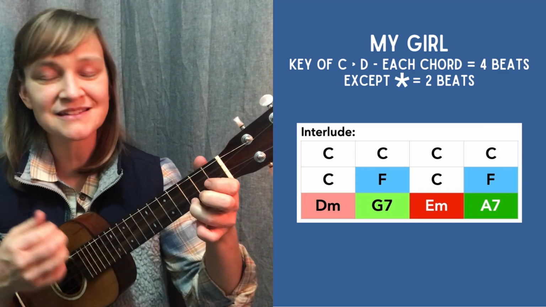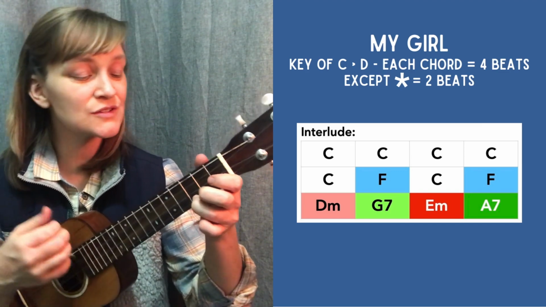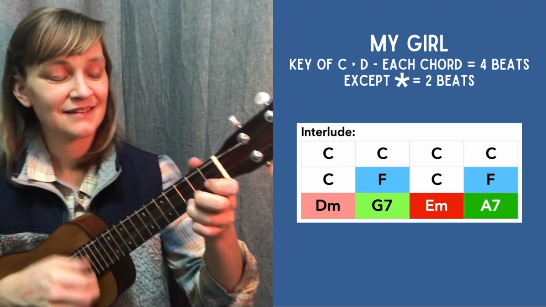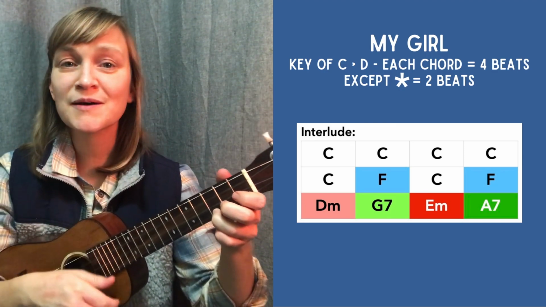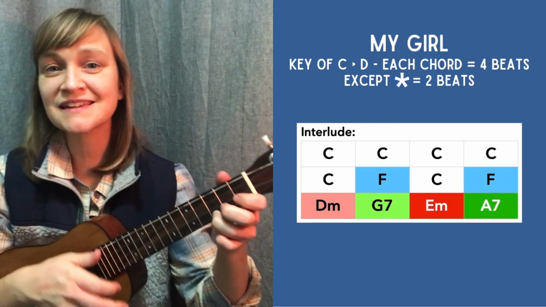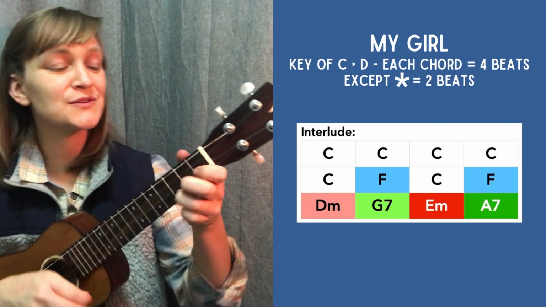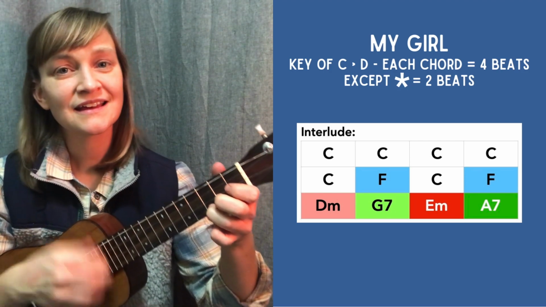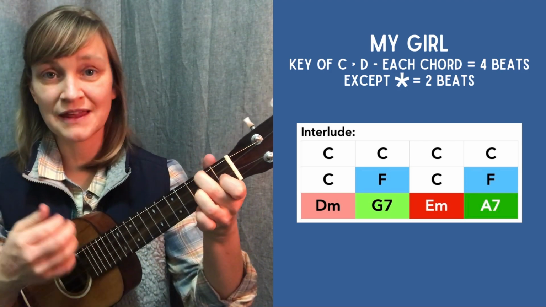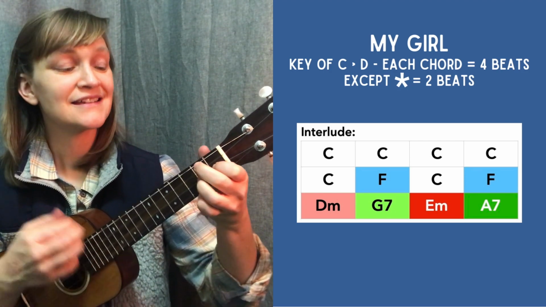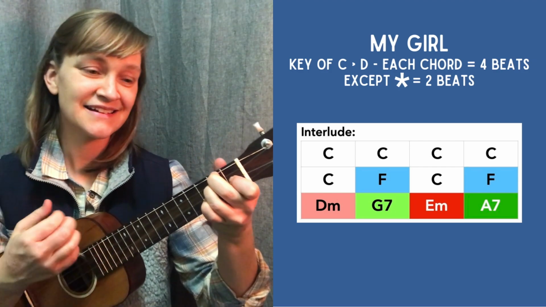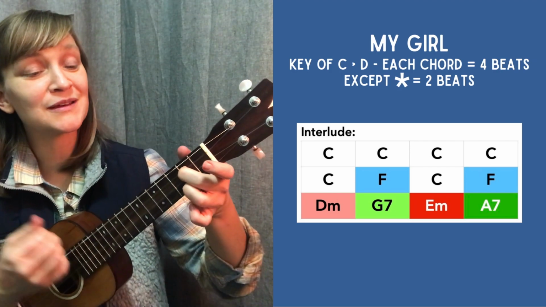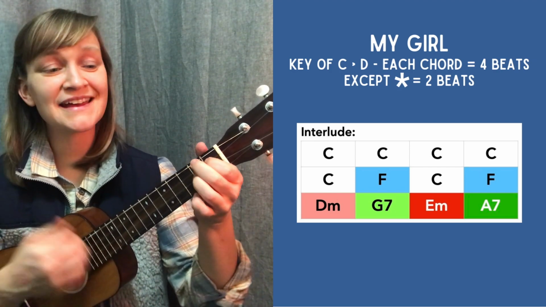Interlude, back to C. 1, 2, 3, 4. Here comes the seesaw from C over to F, back to C, over to F. Now the modulation: D minor, G7, E minor or E minor 7, to A7.